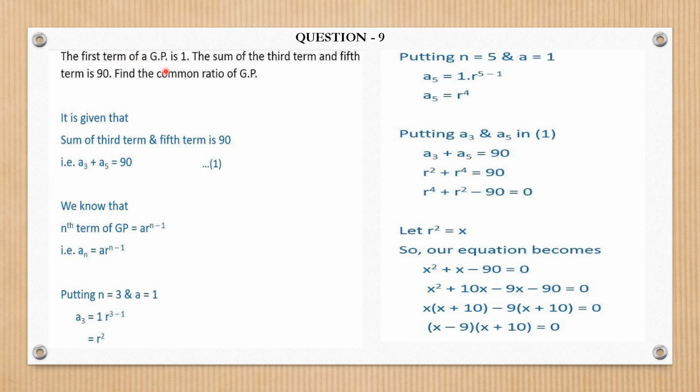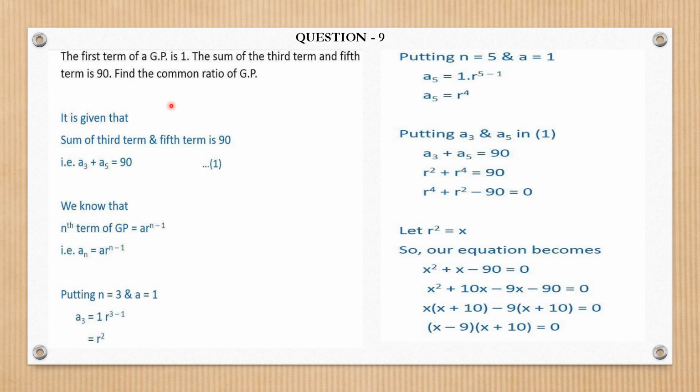Number 9. The first term of a GP is 1. The sum of the third term and fifth term is 90. Find the common ratio of the GP. So the sum of the third and fifth term means A3 plus A5 is 90. The nth term formula for GP is A R raised to power n minus 1. Please don't mix the formulas of AP and GP.